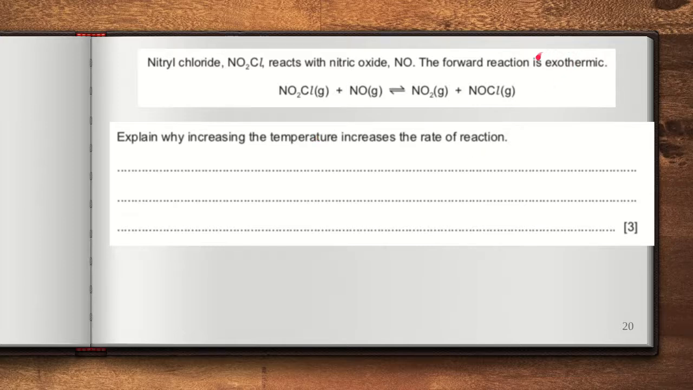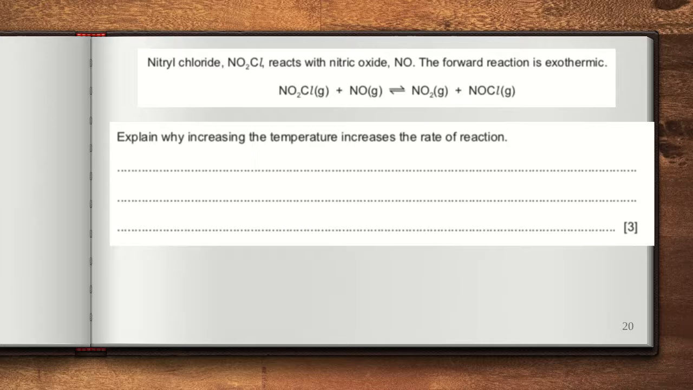Now, don't be fooled into thinking it's because of exothermic. It's just talking about the forward reaction and the backward reaction. Both of them happen at a faster pace. This isn't about equilibrium. This is about collision theory. So 3 marks, which means 3 points. Pause the video now, come up with your own answer.